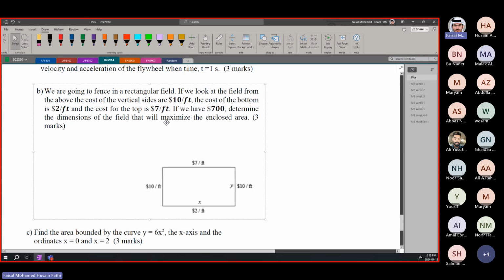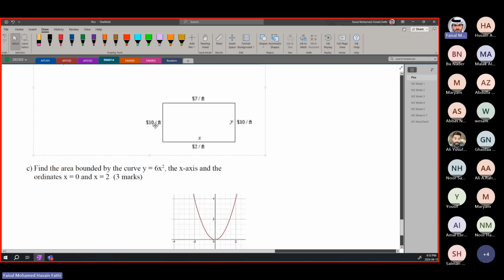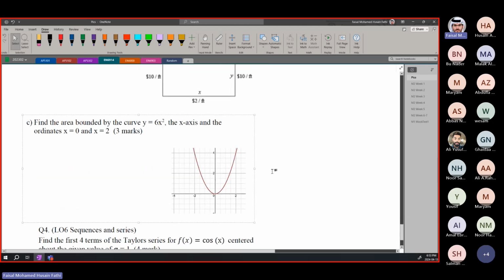This part B, I'm not going to solve it here. It's just going to be a waste of time because I've solved the exact same question in the previous video when I was explaining optimization. Exactly the same question, the same numbers as well. So you can refer to that to see the solution for part B. Let's look at part C.